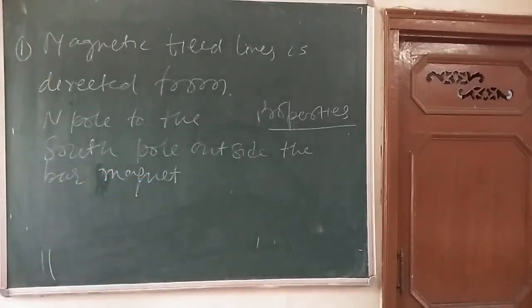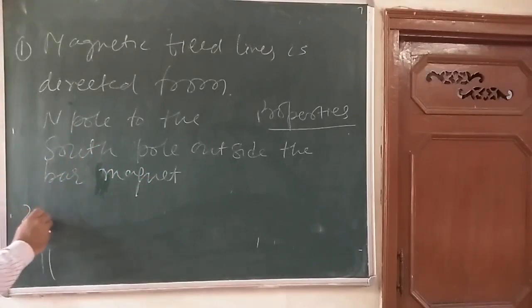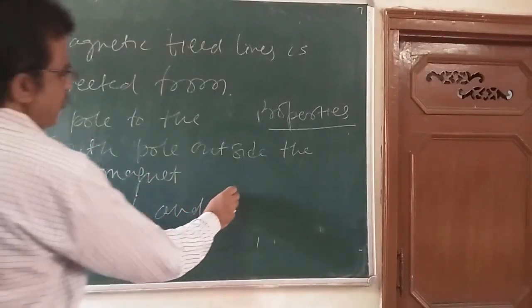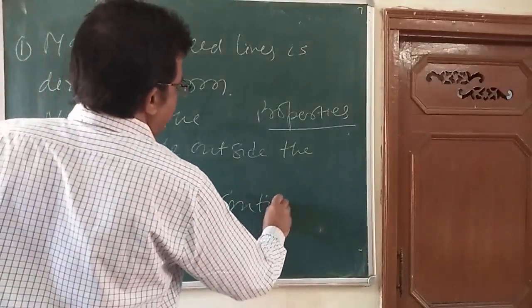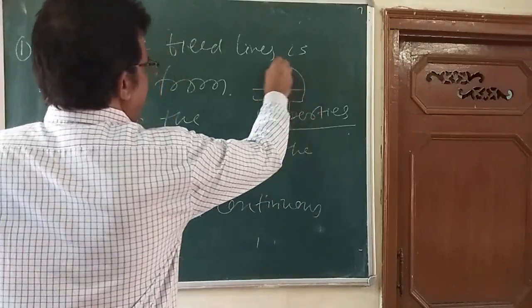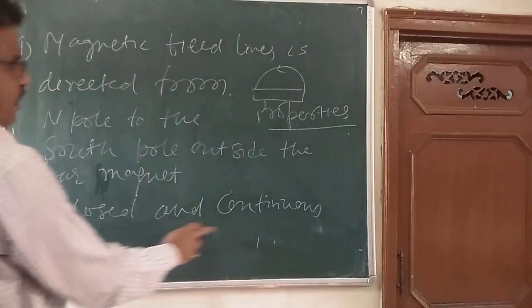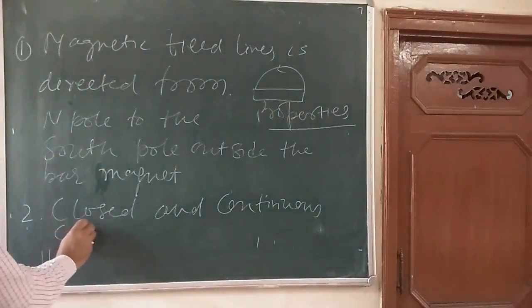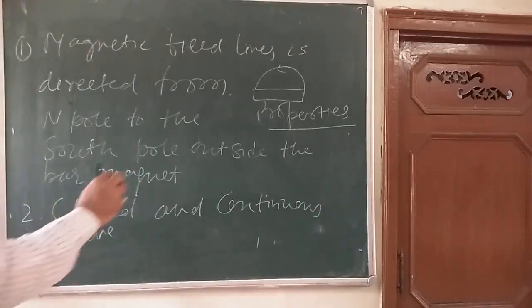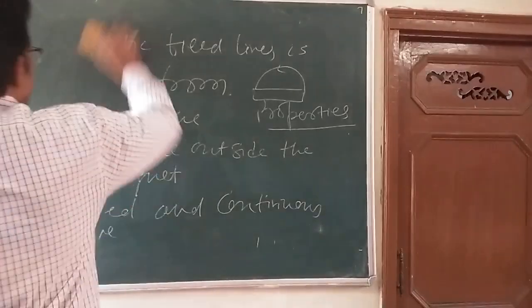Now, write down this. The second one is, magnetic field lines form a closed and continuous curve. Because it starts from here, north pole, and goes to the south pole and ends. So we can say closed and continuous curve. This is our second property. Is it clear? Now, we see the third property.